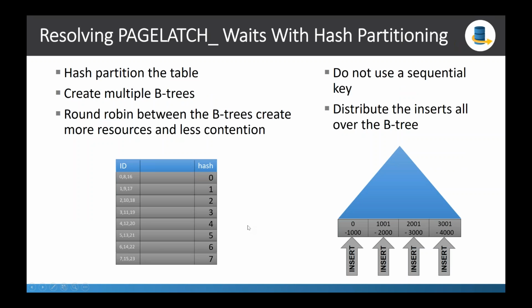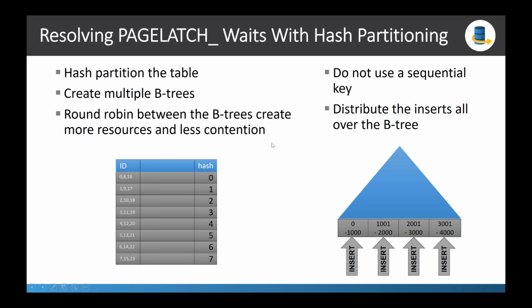Another thing is the hash partitioning that I mentioned. So you can round robin between the B trees. You hash partition a clustered index or a table of indexes, and basically you're distributing your inserts, your updates, your deletes across multiple B trees.